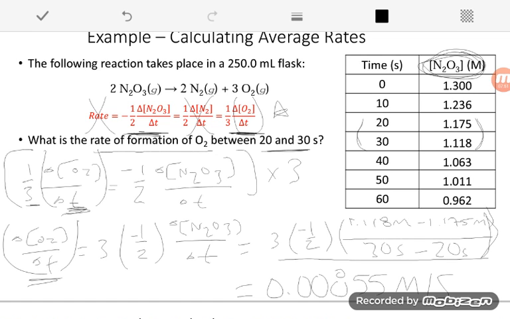So just pay attention. Is it asking you for the rate of the overall reaction like the last problem? Or does it want the rate of a specific reactant or product like it did in this question? And then you just go back to your overall equation, pick out the piece you want and the piece it gave you information about, and you go from there.